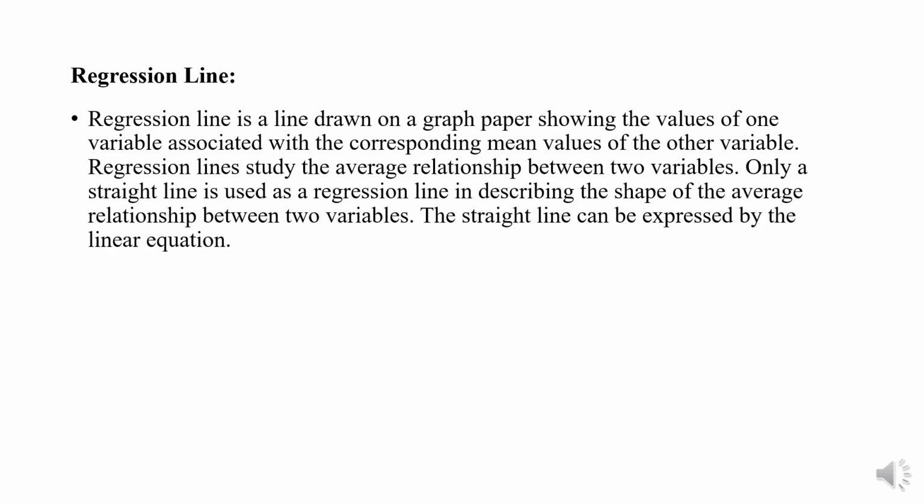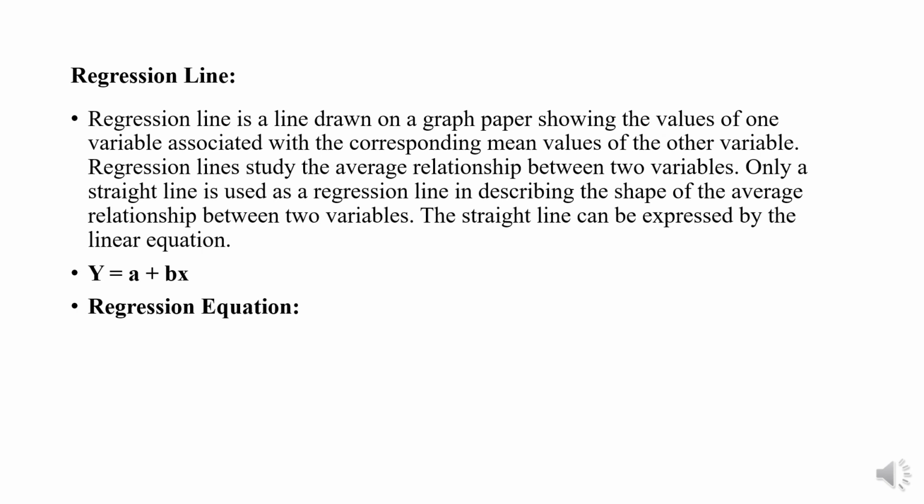So what is a regression line? A regression line is a line drawn on graph paper showing the value of one variable associated with the corresponding mean values of the other variable. So regression lines study the average relationship between two variables. Only a straight line is used as a regression line in describing the shape of the average relationship between two variables. The straight line can be expressed by a linear equation like y equals a plus bx.